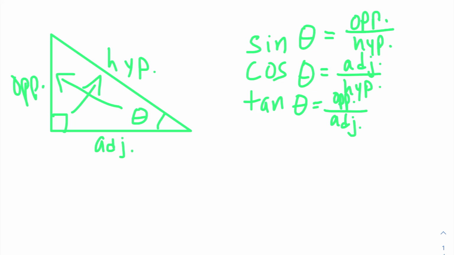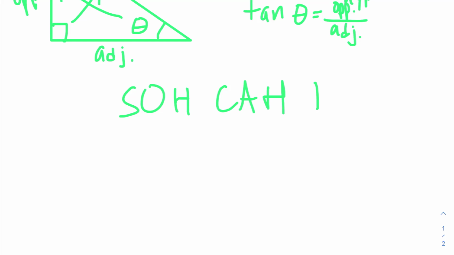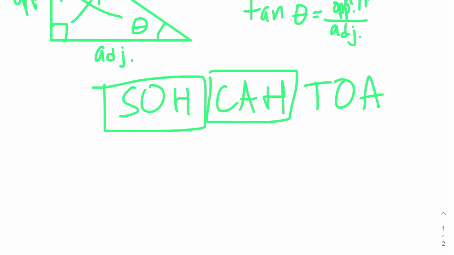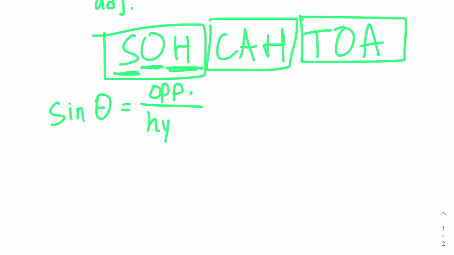And to remember this, we have a mnemonic. So, SOH, CAH, TOA. And we think of them as three separate things. Let's box these off. So let's look at the first box. So the S in SOH stands for sine. The O stands for opposite. And the H stands for hypotenuse.